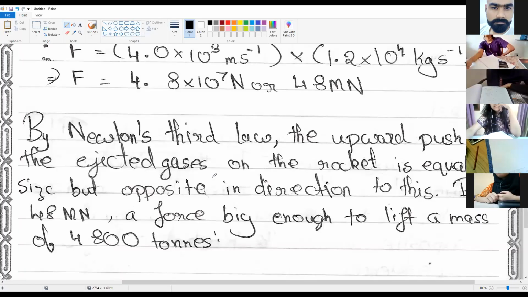They wrote, by Newton's third law, the upward push of the ejected gas on the rocket is equal in size but in opposite direction to this. It is 48 meganewton, a force big enough to lift a mass of 4,800 tons. So 4,800 tons. Okay, whatever.